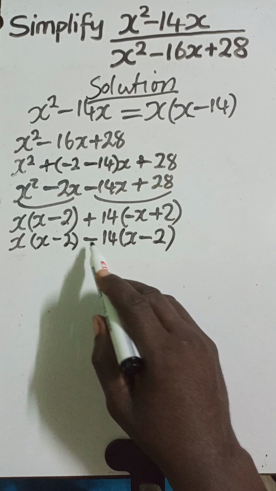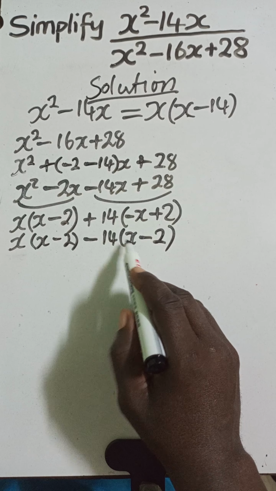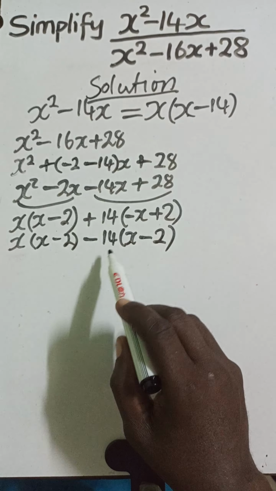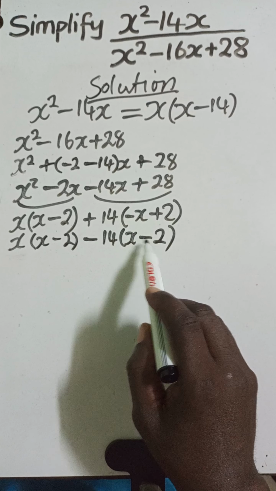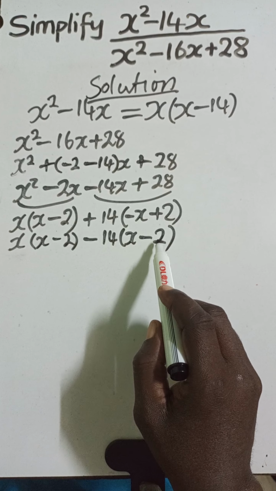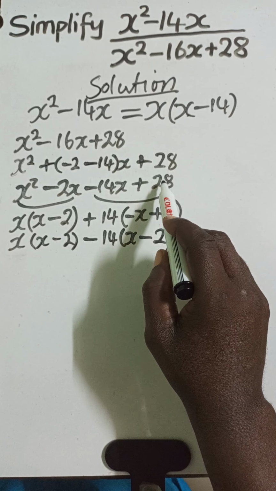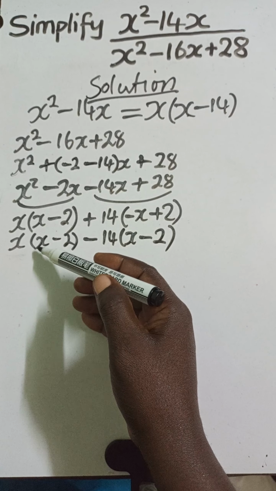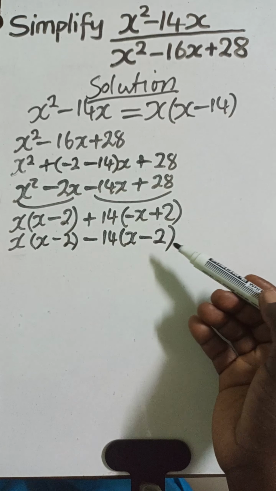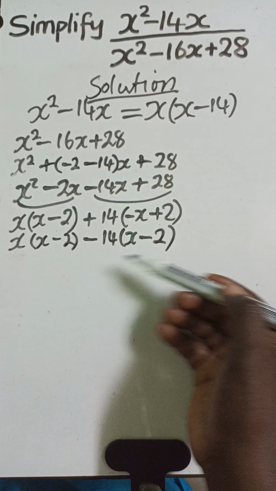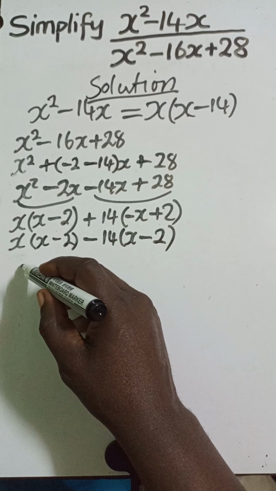If we open this parenthesis, negative 14 times x, you see it is negative 14x, what we have here. Negative 14 times negative 2, remember negative times negative is positive. So it becomes 14 times 2, which is positive 28. So our work is in order. Now we've gotten x minus 2, so we'll continue our factorization process. X minus 2 is common, so we'll write it out.